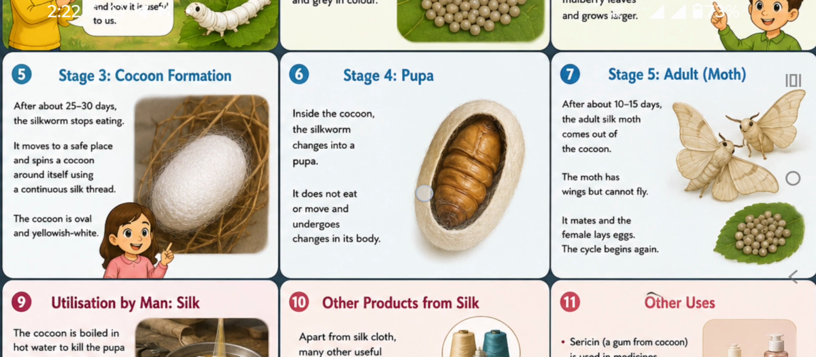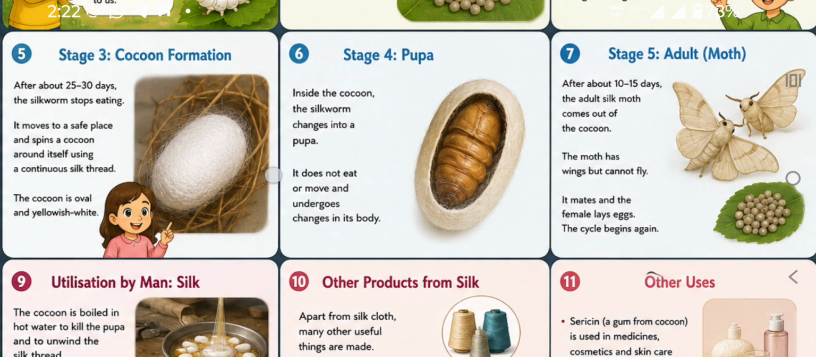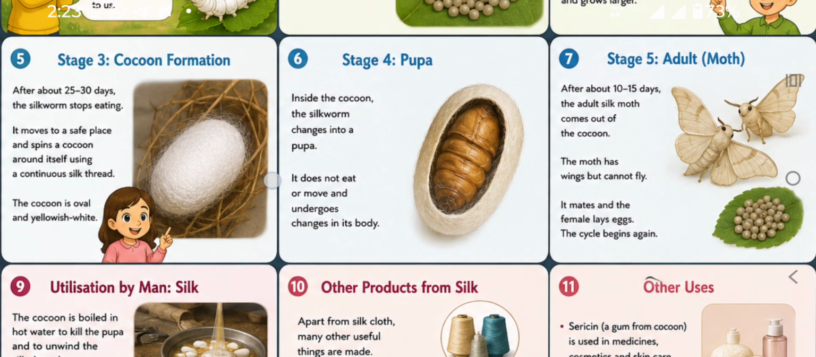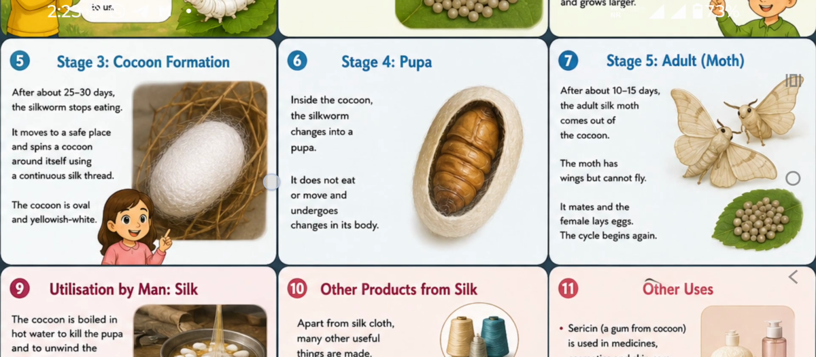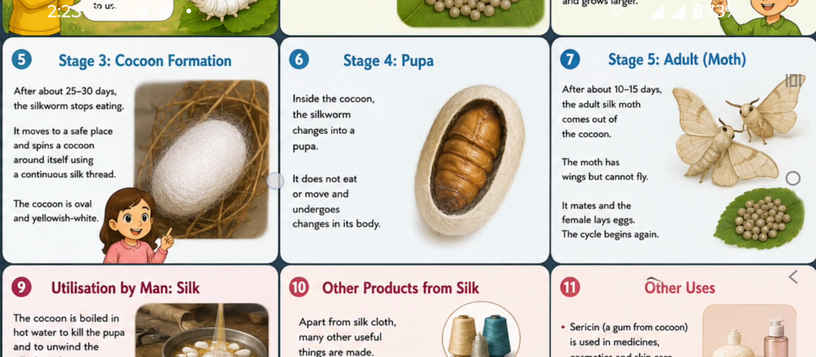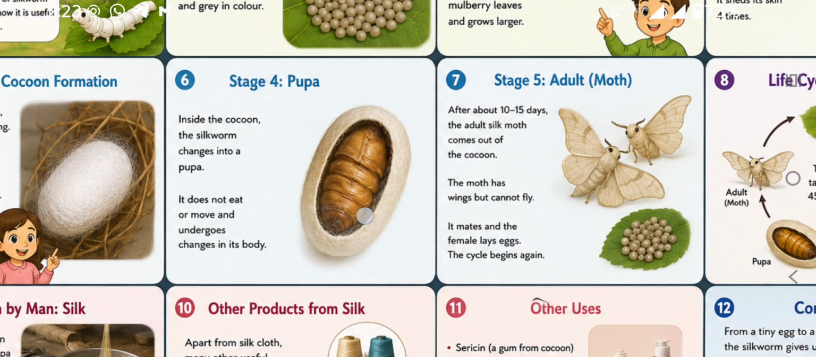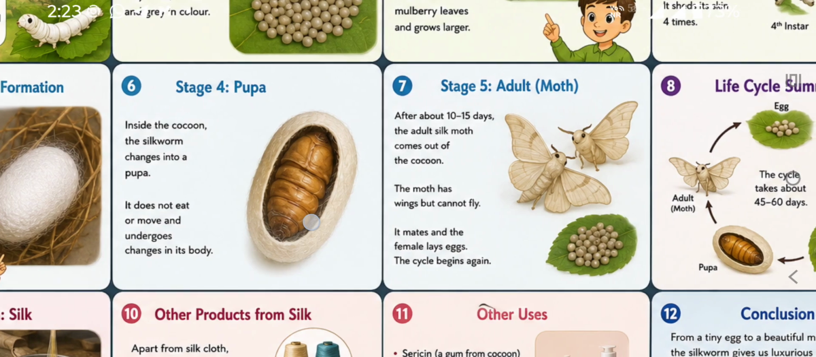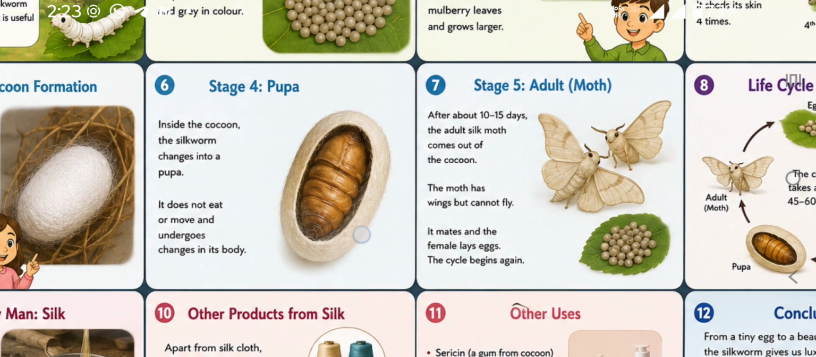So in the stage when it forms a cocoon, this is the cocoon formation. After about 25 to 30 days, the silkworm stops eating, and we use this silk thread for the formation of silk. It moves to a safe place and spins a cocoon around itself using the silk thread. The cocoon is oval and yellowish white, and this is the pupa stage. Inside the cocoon, the silkworm changes into a pupa. It does not eat or move and undergoes changes in its body at this stage.